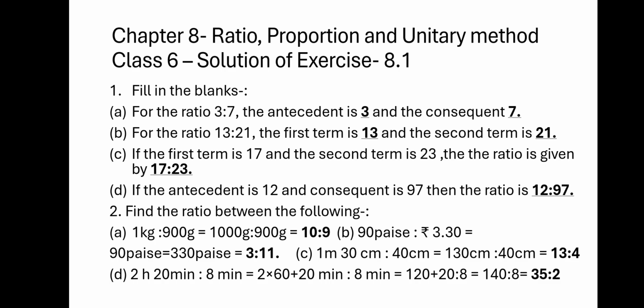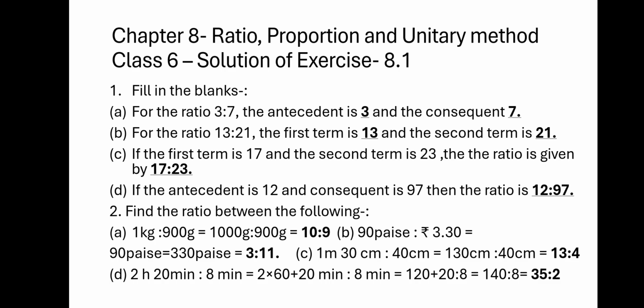That is the ratio. B. 90 paise is to rupees 3.30, that is 3 rupees 30 paise. That is 330 paise. 90 paise is to 330 paise. So you have to convert into same unit. So that gives you 3 is to 11, because 0 gets cancelled and 3 3s are 9 and 3 11s are 33.